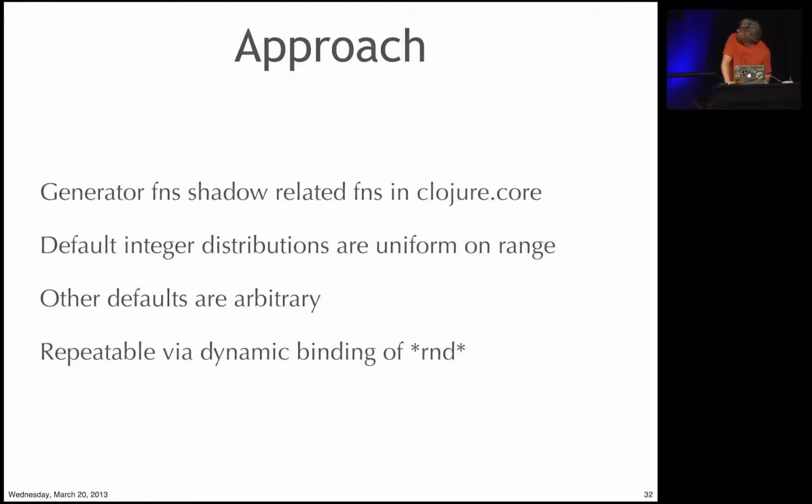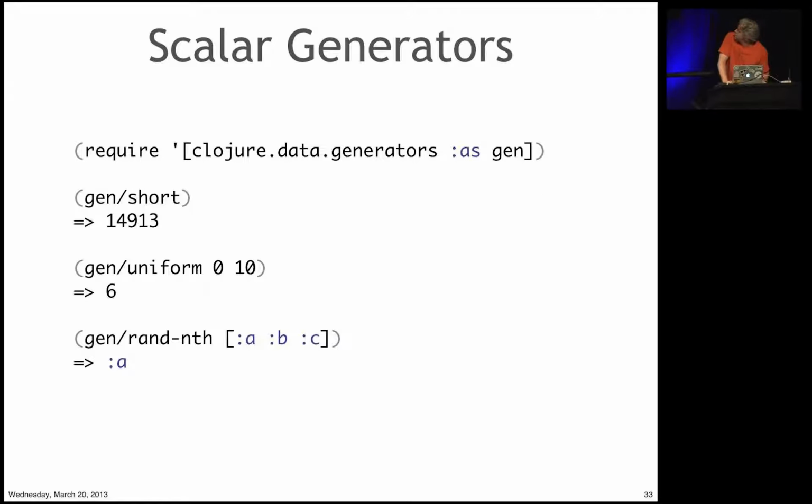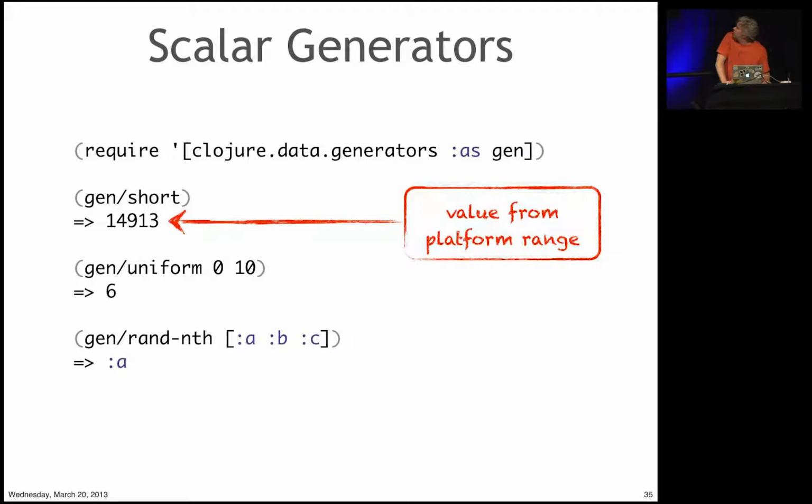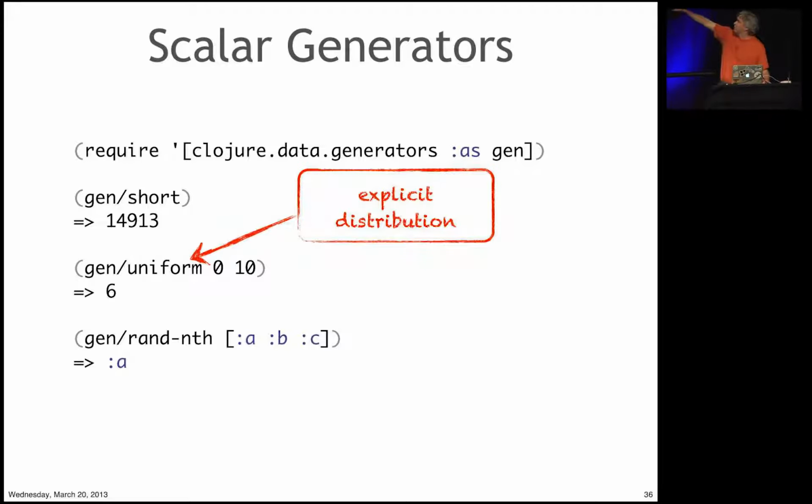So here's what that looks like. The scalar generators: gen short, well, first off, gen is the idiomatic prefix, so if you want to be cool, make that your prefix. Gen short is going to choose a value uniformly from the range of short on your local platform. Gen uniform lets you take control. So this is saying I want something from 0 to 10.